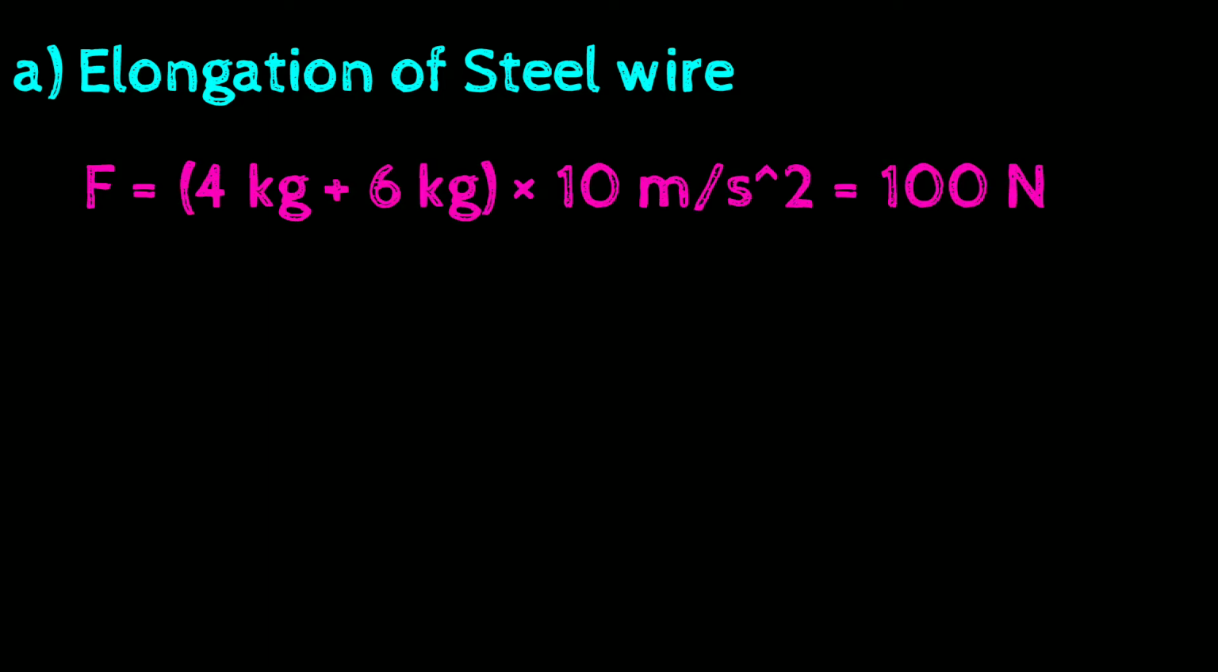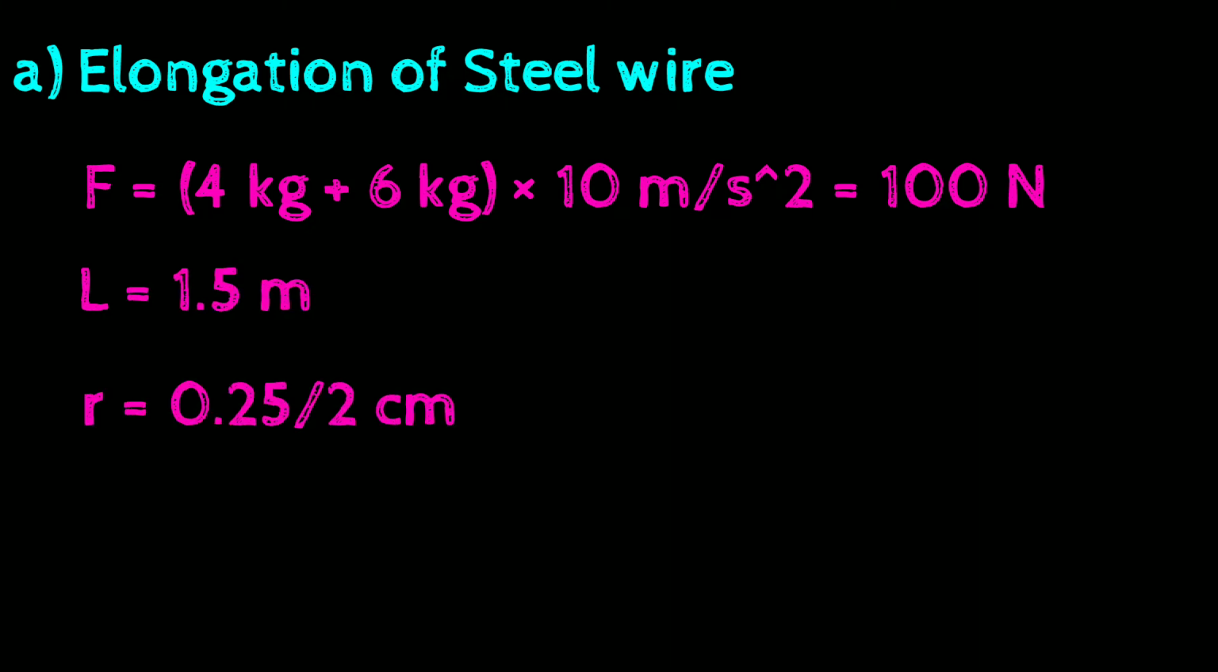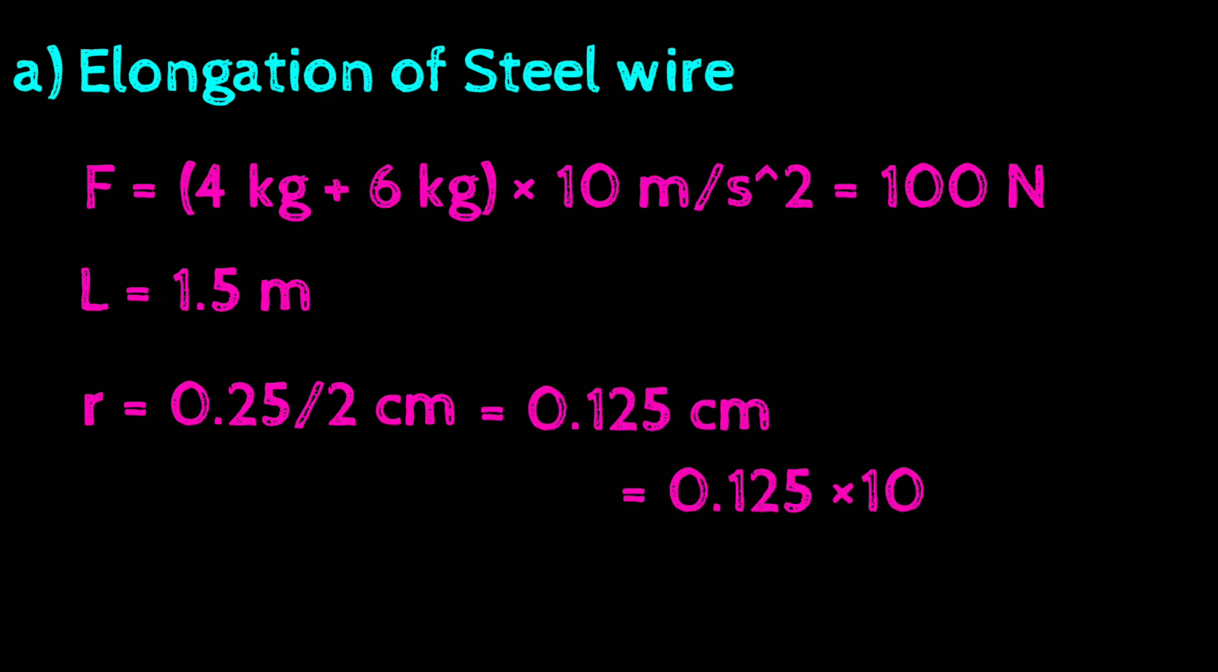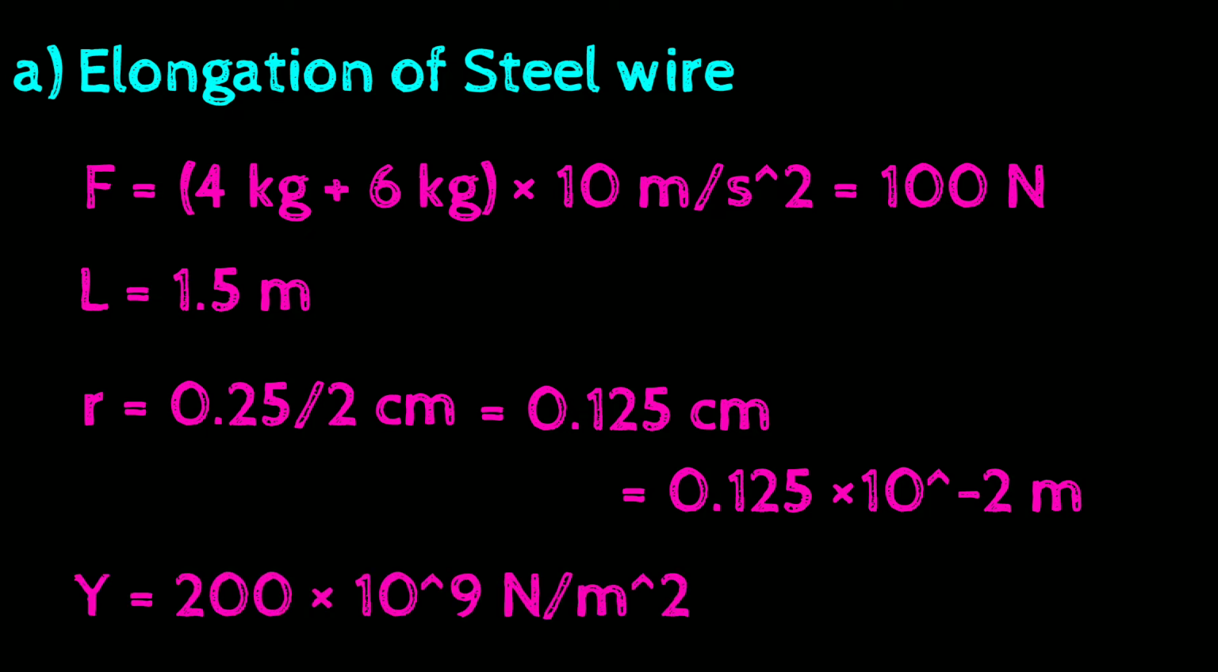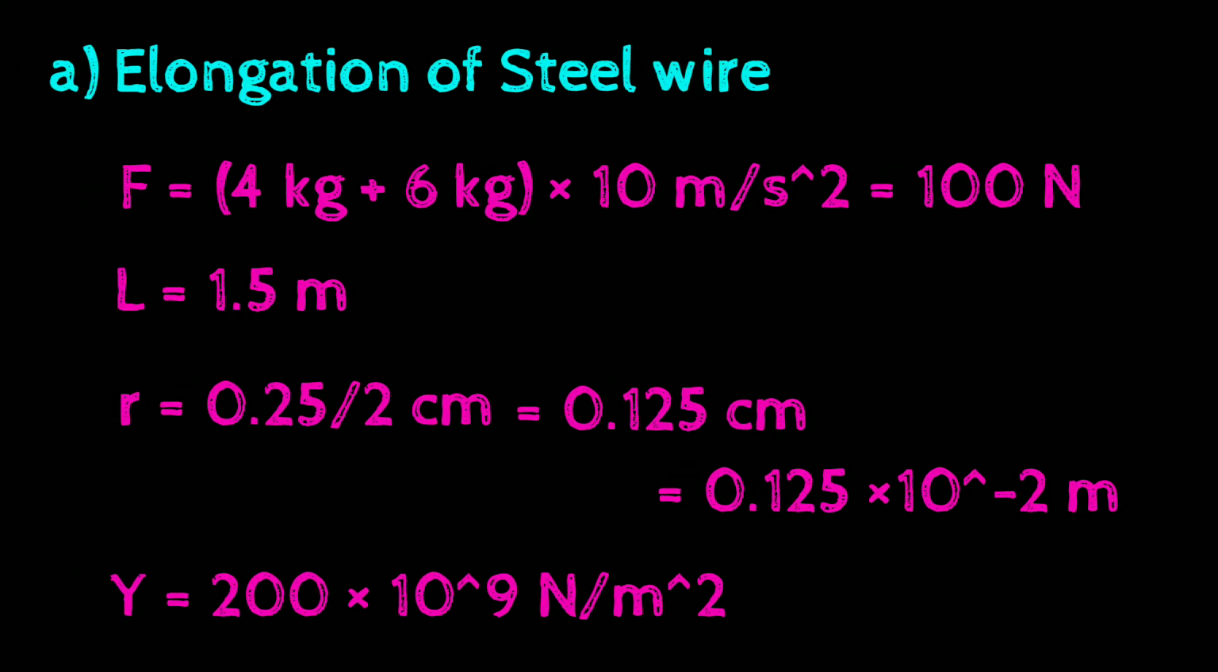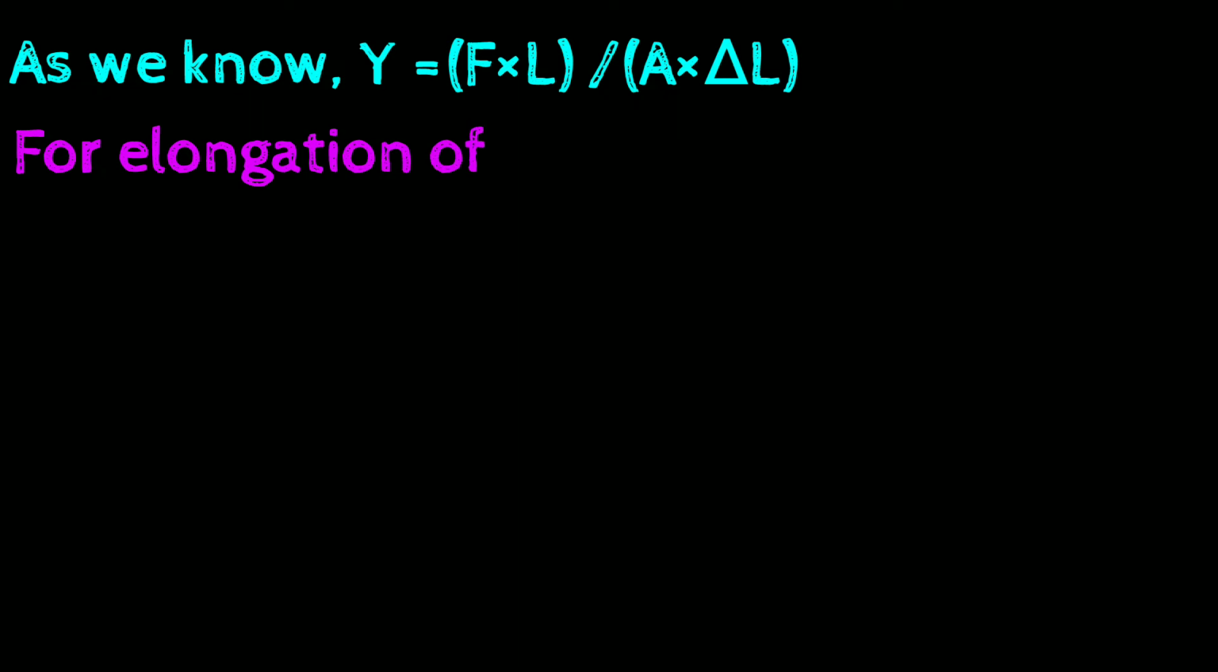And now firstly we have to calculate elongation of steel wire, then later we will calculate elongation of brass wire. So force equals 4 kg plus 6 kg, so the weight or force on the steel wire equals 100 Newton and length equals 1.5 meter and r equals 0.25 into 10 to the power minus 2 meter, and value of Young's modulus is 200 into 10 to the power 9 Newton per meter square. As we know, Young's modulus equals force into length by area into delta L.